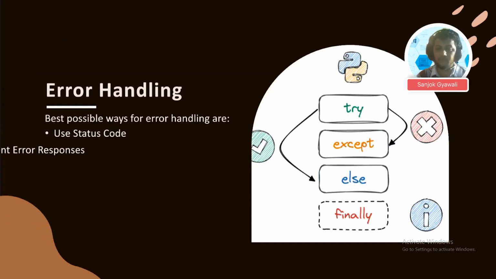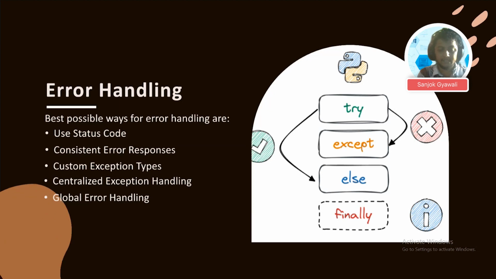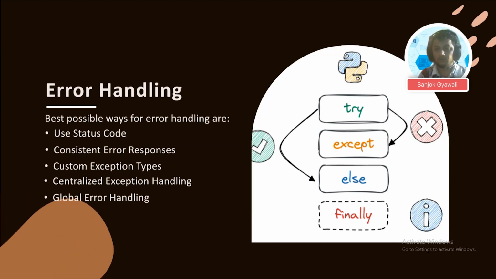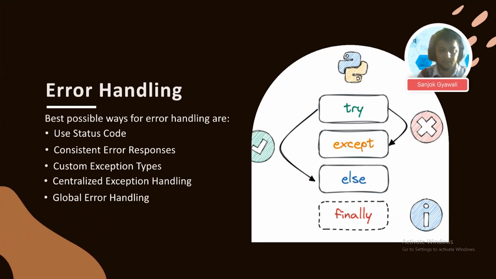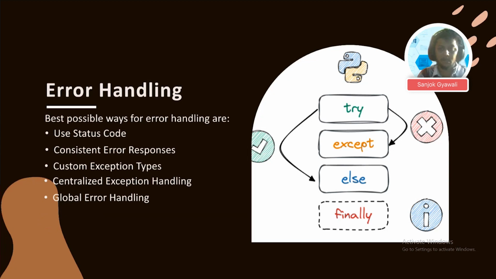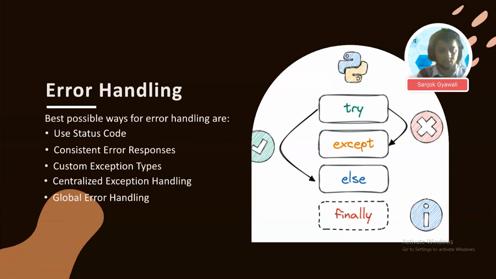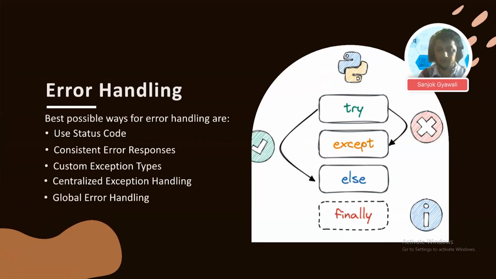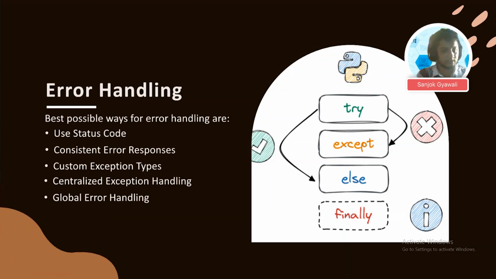So the first way of achieving consistency is error handling. It is the most efficient way of achieving consistency. So how the error will be handled, how exceptions will be handled, and how maximum runtime errors are handled while making a consistent API. We use different possible ways for error handling. The first possible way is that we use the status code.